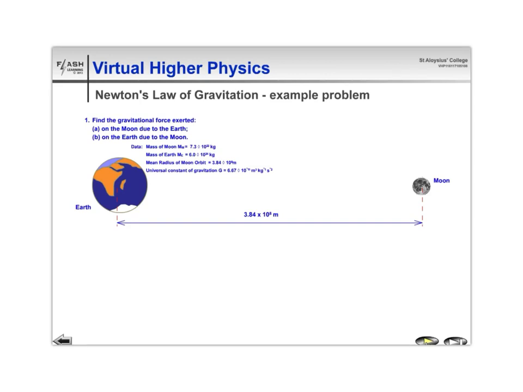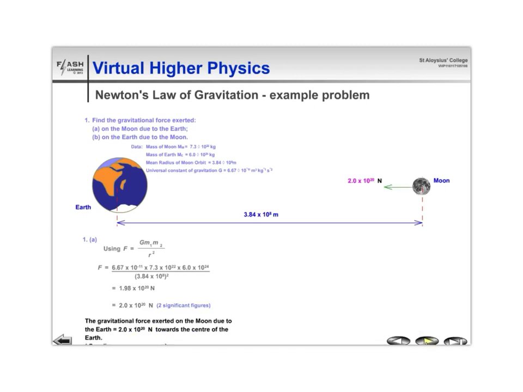So, a worked example using Newton's law of gravitation. In this example we're looking at the force between the moon and the earth. Listing our variables, things like the mass of planets and the radius of planets are given to you in data sheets. But the formula is F equals G m1 m2 over r squared, and we can substitute that in to get the gravitational force acting on the moon due to the earth. And to two significant figures, that's 2.0 times 10 to the 20 newtons.